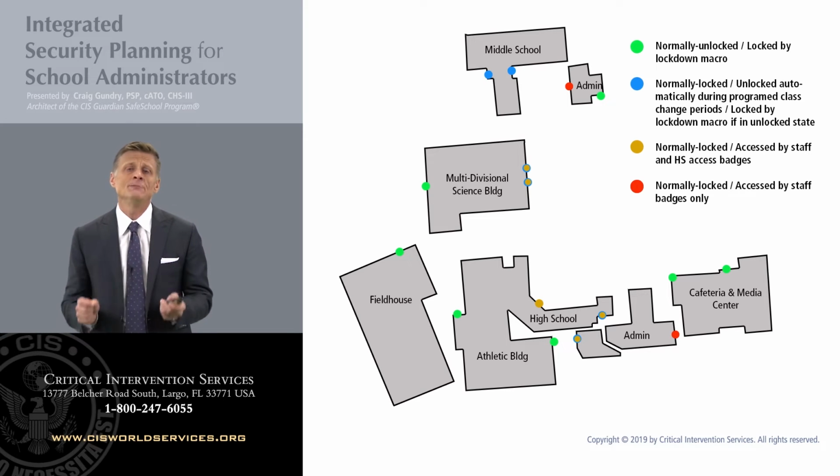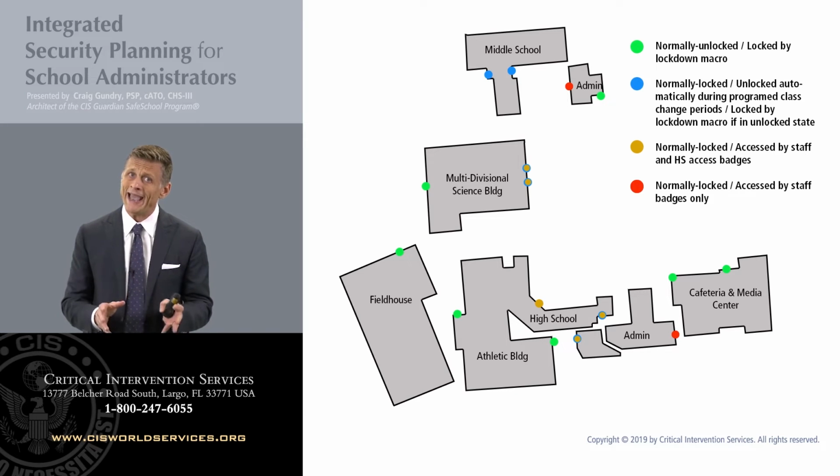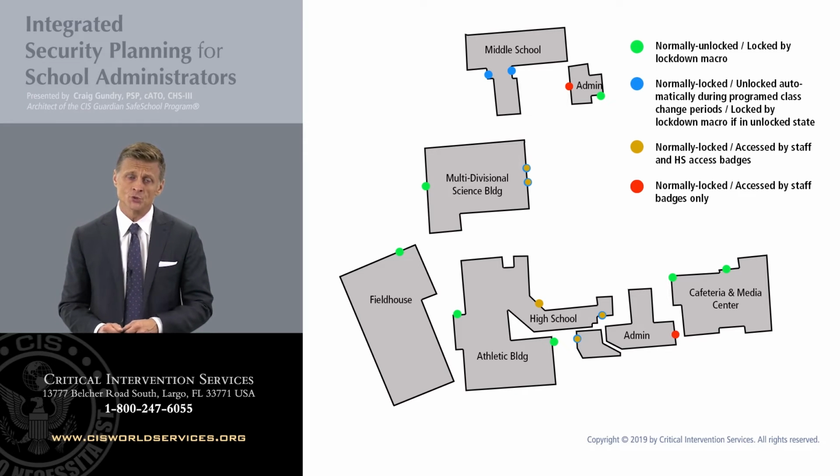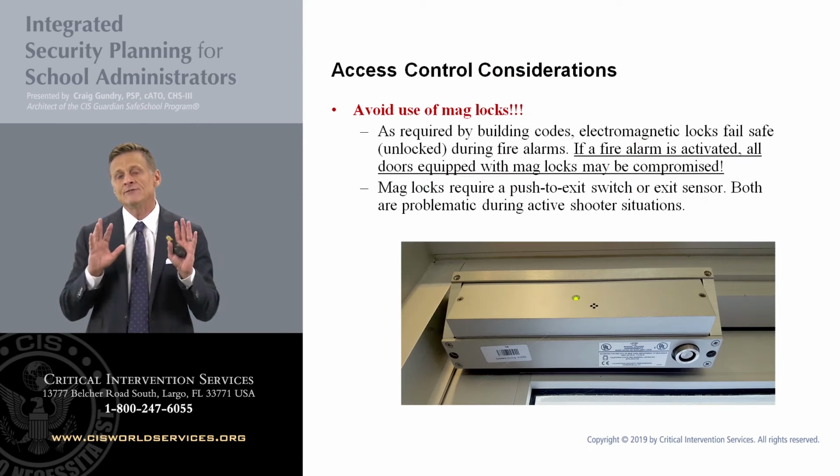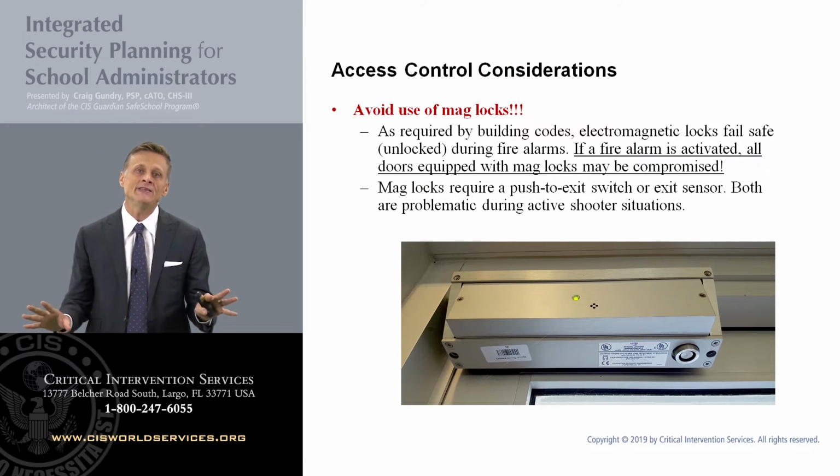Now, one thing to keep in mind when adopting the use of electronic access control, or if you already have electronic access control in your school, is hardware selection. And probably the greatest concern that I have in this area is electromagnetic locks. If at all possible, eliminate the use of electromagnetic locks in your access control design. And this is for a bunch of different reasons.